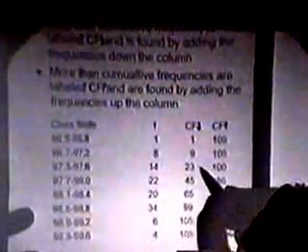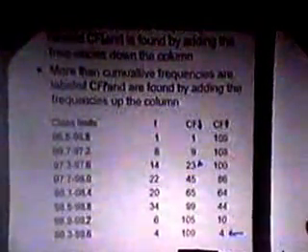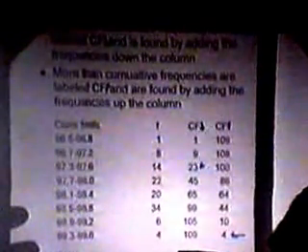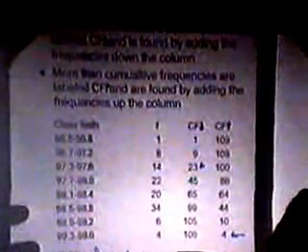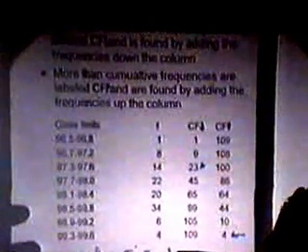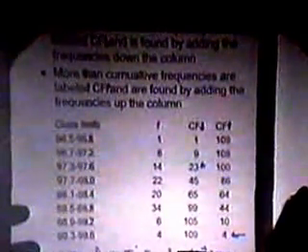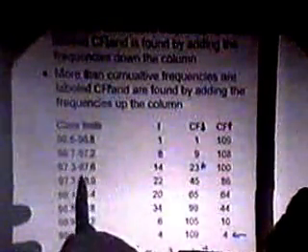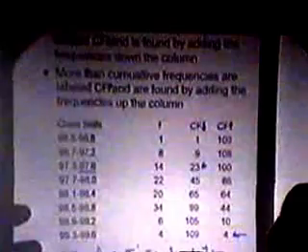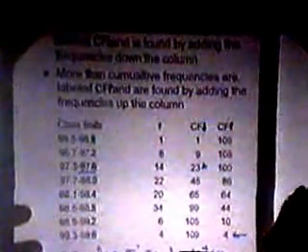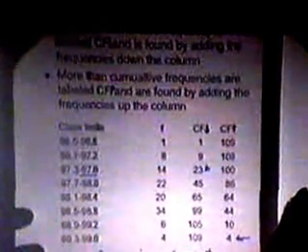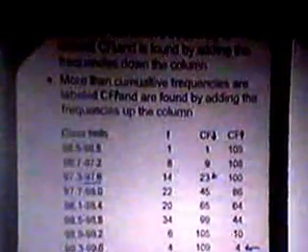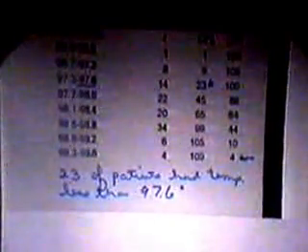Here, if I just pick one of these numbers over here, like 23, I would say 23 of the patients had temperatures less than the upper limit. 23 patients had temperatures less than 97.6.